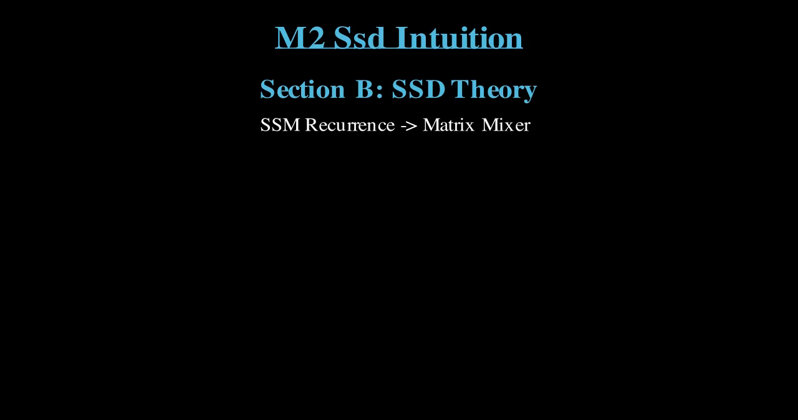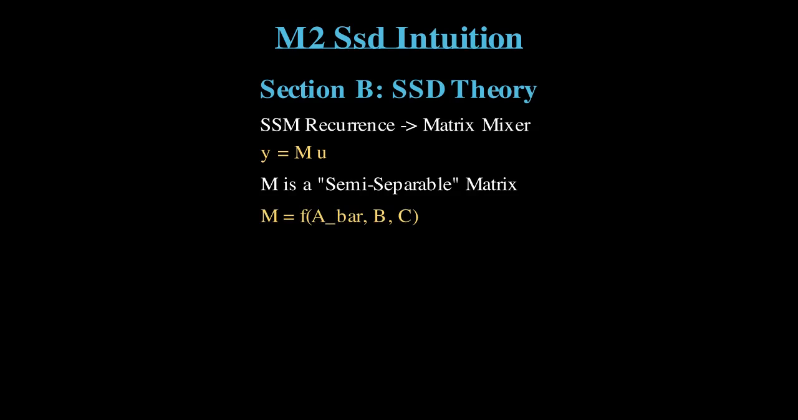Think about it this way: instead of a sequential scan, the entire operation from input U to output Y can be represented by a single matrix multiplication. The output Y equals some matrix M times the input U. This M isn't just any dense matrix, it's a special kind of structured matrix called a semi-separable matrix. The specific structure of M is completely determined by the SSM parameters, A bar, B, and C.